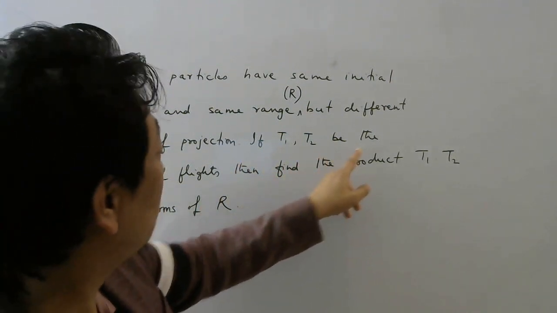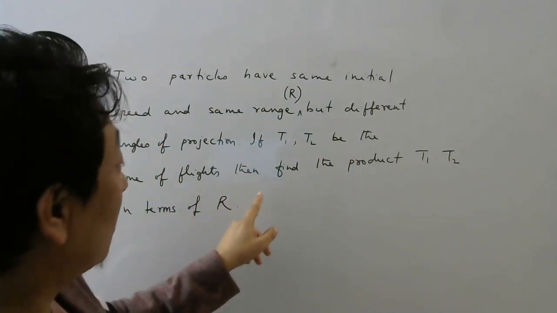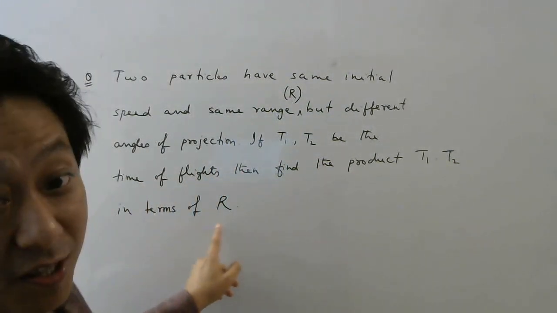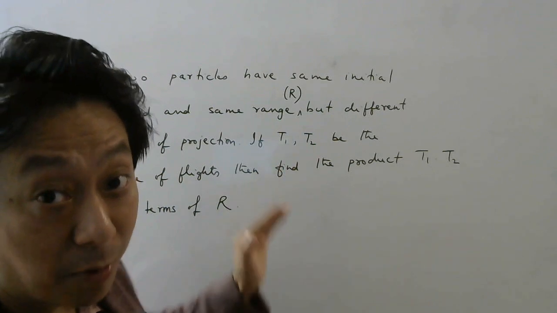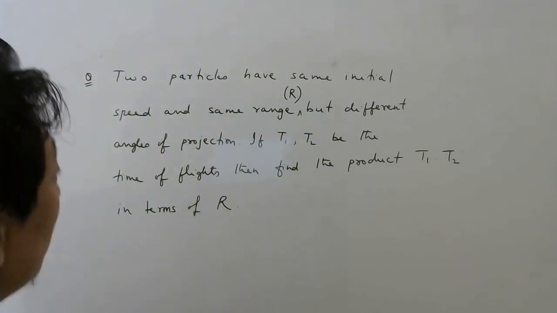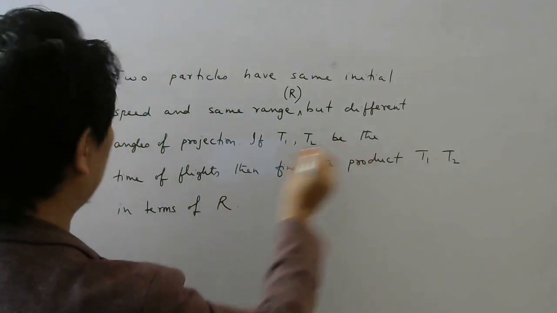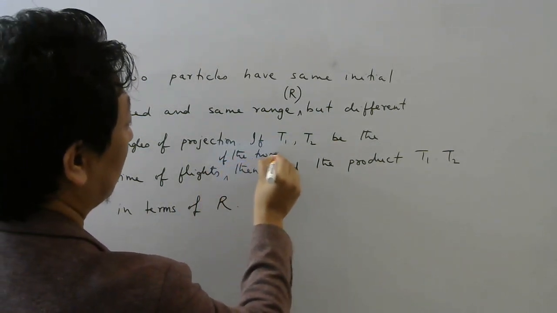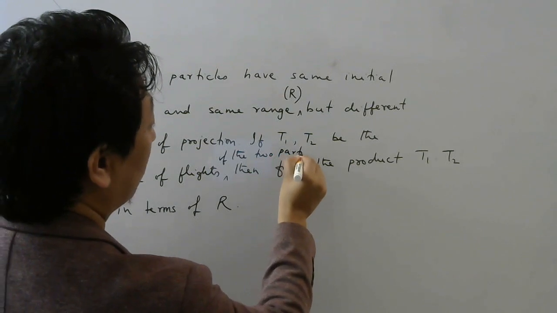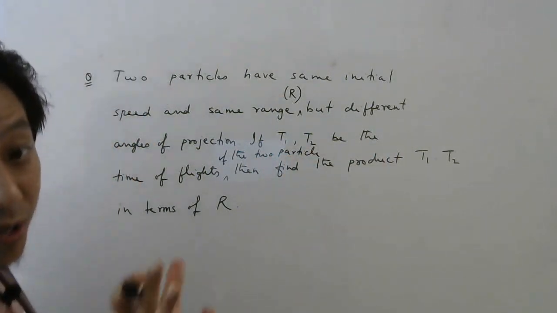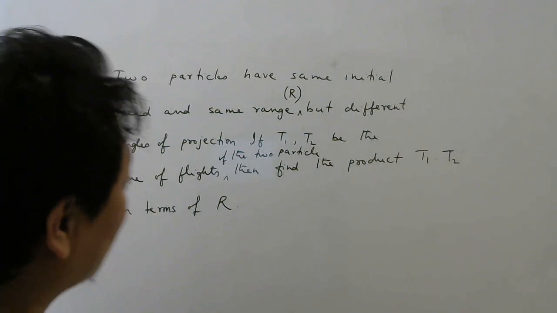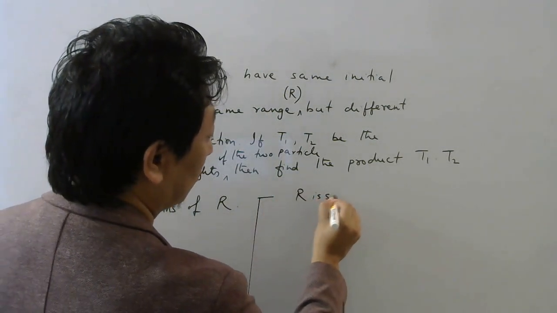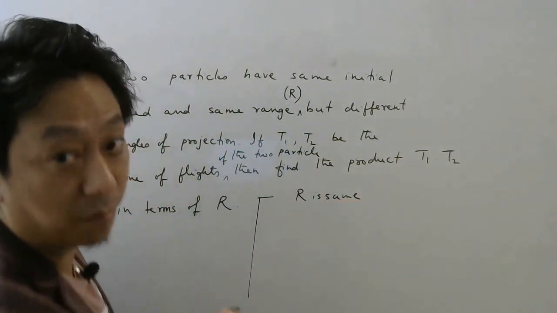If T1 and T2 be the time of flights, then find the product T1 T2 in terms of the range R. What is T1, T2? Time of flights for the two particles. Okay, it should be mentioned that if T1, T2 be the time of flights of the two particles, then we have to find the product T1 T2 in terms of range. Let's start. Now we know since range is the same, it means the two angles are complementary.